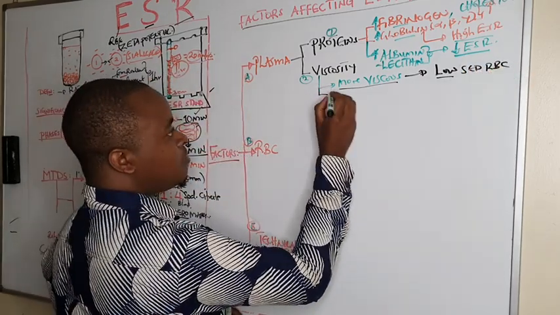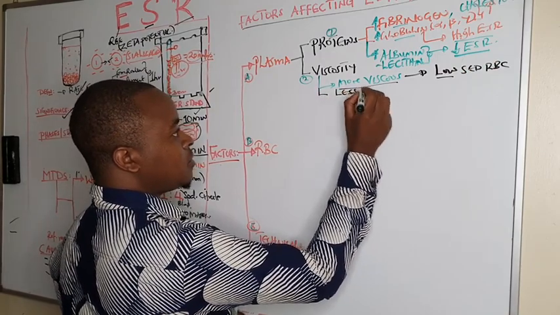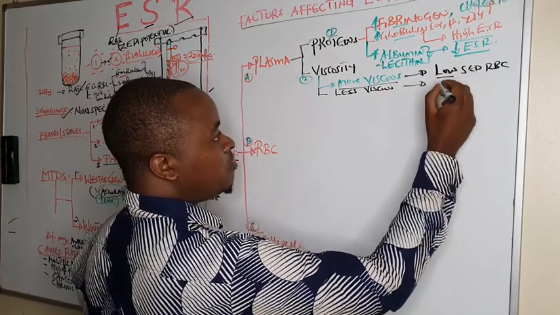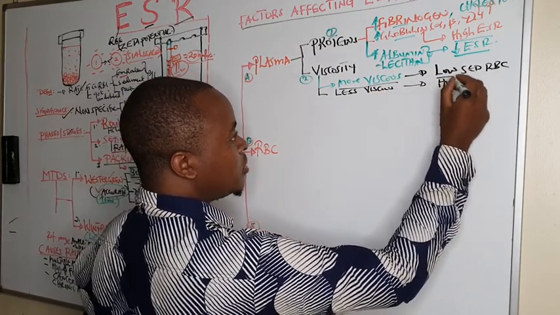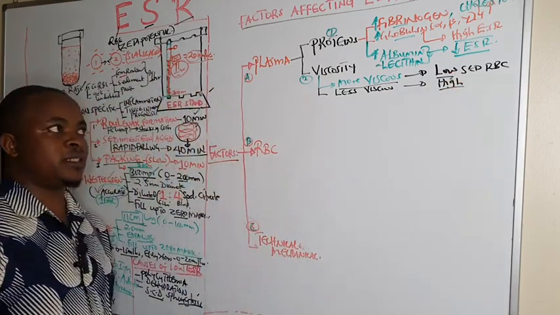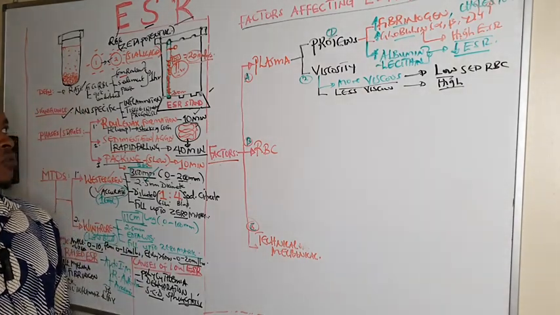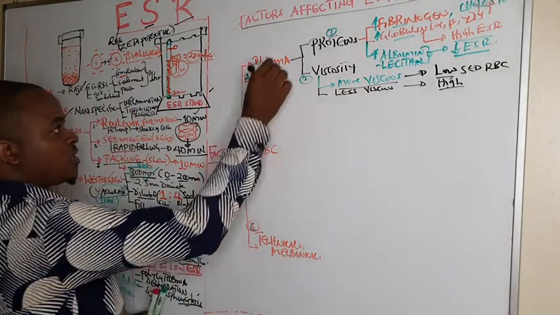But if the plasma is less viscous, the ESR or the rate of sedimentation will be high. That is how you can discuss plasma viscosity. So that is part A, about which we have discussed plasma.